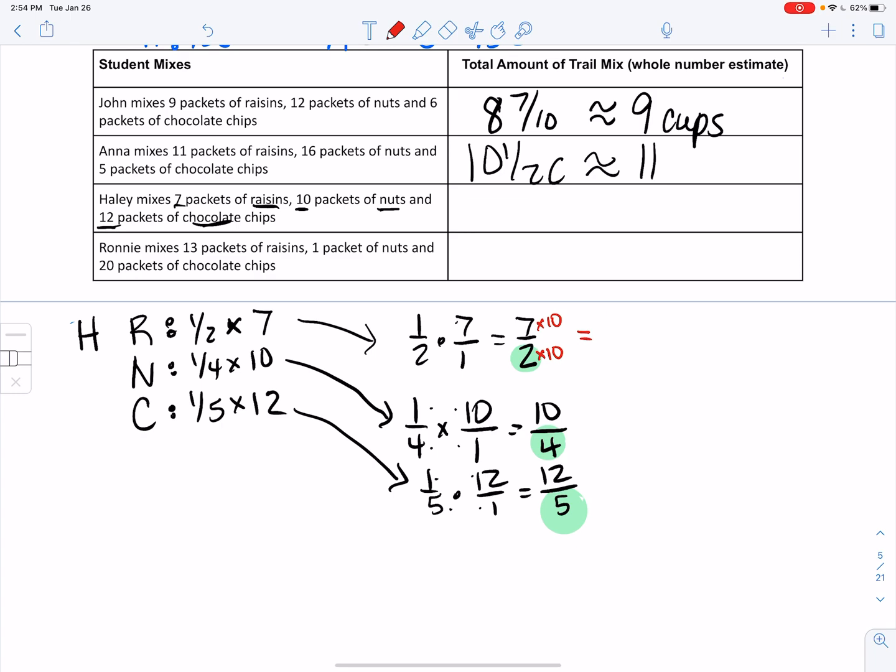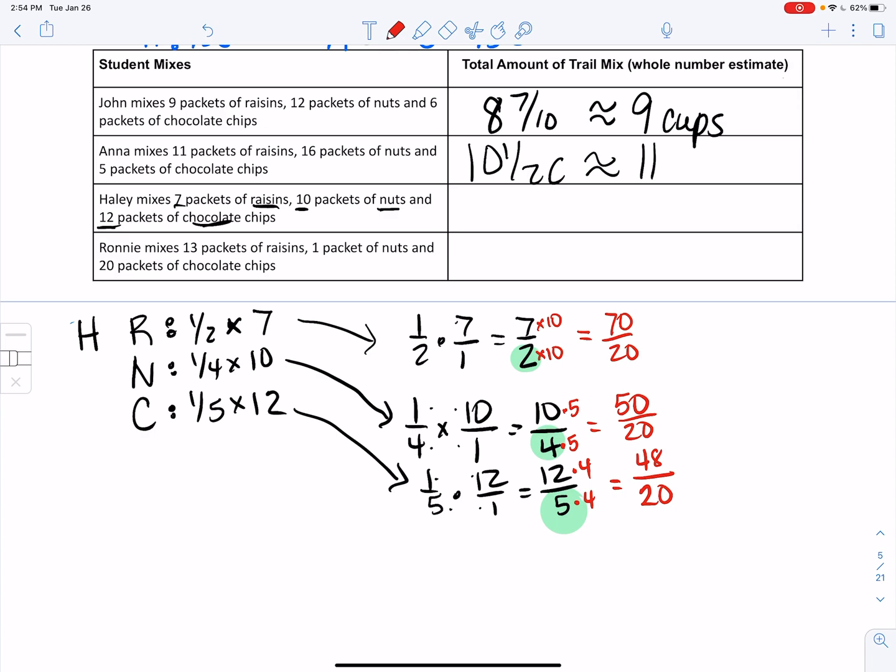So then it becomes 70 over 20. I can multiply this one by 5. When I do the top, I have to do the bottom. That's 50 over 20. This one I have to multiply by 4 to make it 20 on the bottom. So why is that easier? That's easier because then I can just add them.